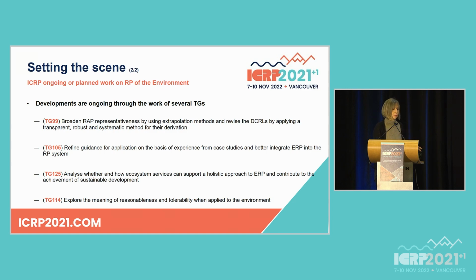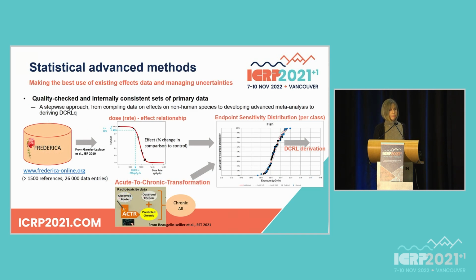And the newborn, Task Group 125, is there to analyze whether and how ecosystem services can support a holistic approach in this area. And Task Group 114 explores the meaning of reasonableness and tolerability when applied to the environment, among others, because this is only one aspect of the analysis from this task group. Now we have got on the same page with regard to what ICRP is doing.